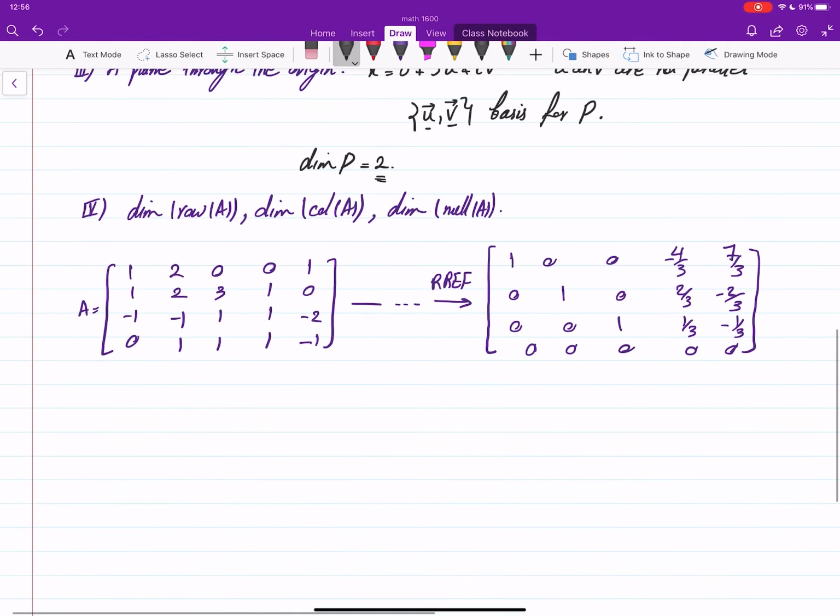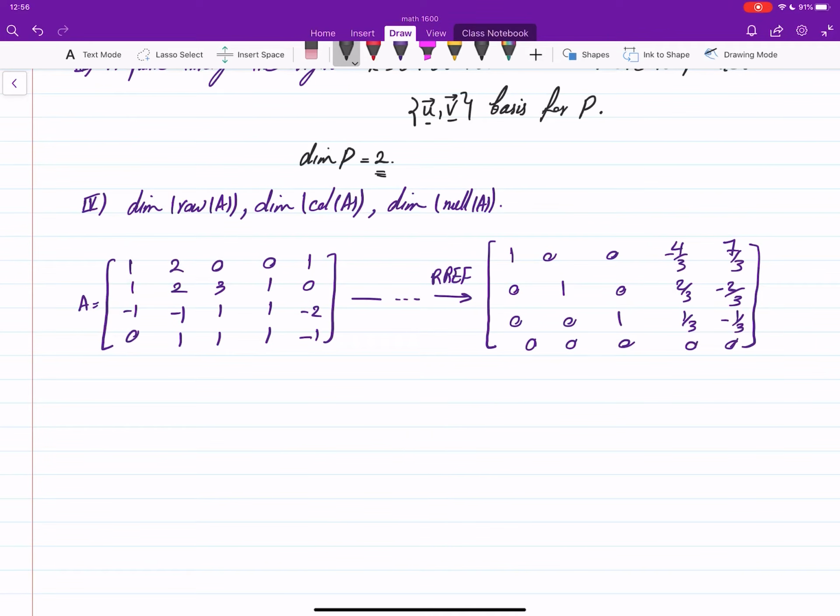Okay, how about the dimension of row space? For example, this matrix is given, and you have its row reduced echelon form also given here. We are looking for the dimension of the row space of A. Remember, the basis for the row space is the set of all non-zero rows of the row reduced echelon form of that matrix. Here there are 3 of them, so every basis of the row space is going to have 3 vectors.